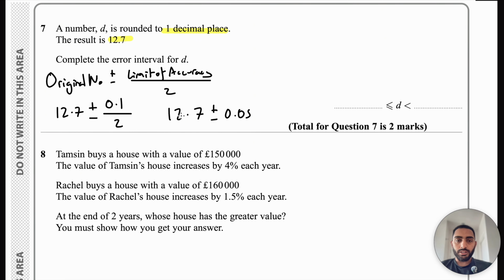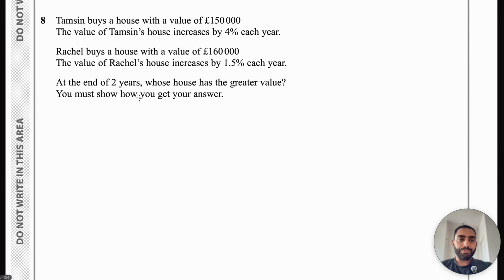Let's do the smaller one first. 12.7 take away 0.05 would be 12.65. And if we add 0.05, it gives us 12.75. The way you can check this: if you rounded this to 1 decimal place, it would become 12.7. And if you rounded anything smaller than this, that would also round to 12.7.